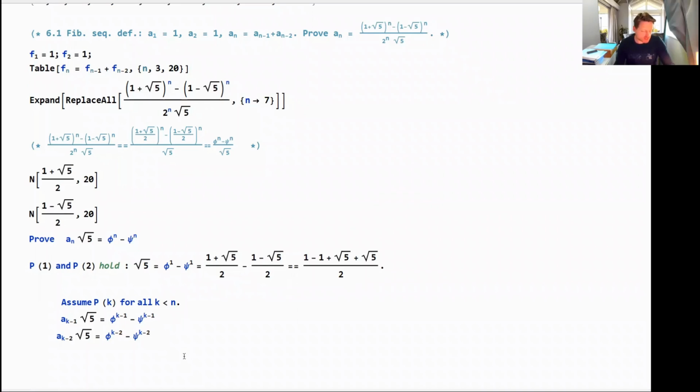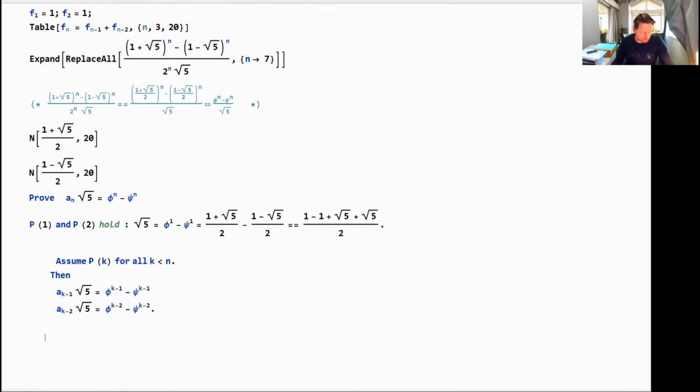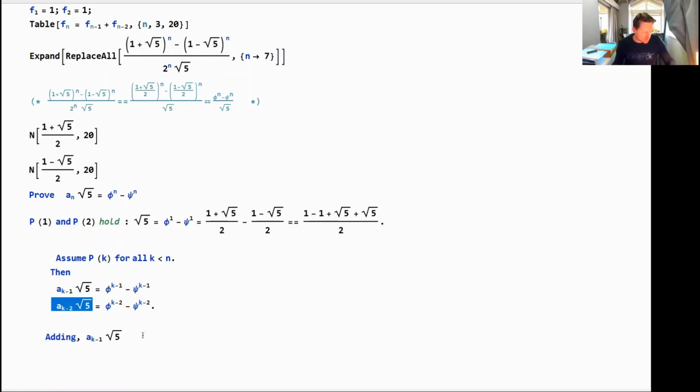Okay, so this is just our induction hypothesis. And so we'll say then, under the hypothesis, we have these two equations holding. Okay, so given that we have that, then we want to just add these together. So we'll just say, adding these equations. So on the left-hand side, we have this plus this one.